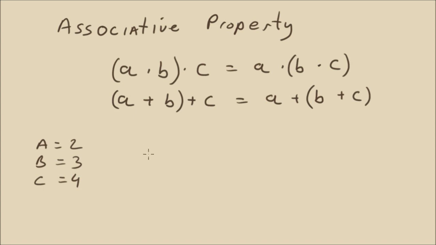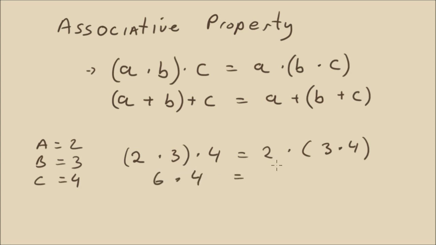If I take a look at the multiplication property first, I'm going to have 2 times 3 times 4 is equal to 2 times 3 times 4. So 2 times 3 is going to give me 6 times 4, and the other grouping is 2 times 12. In both cases, my answer is going to be 24.